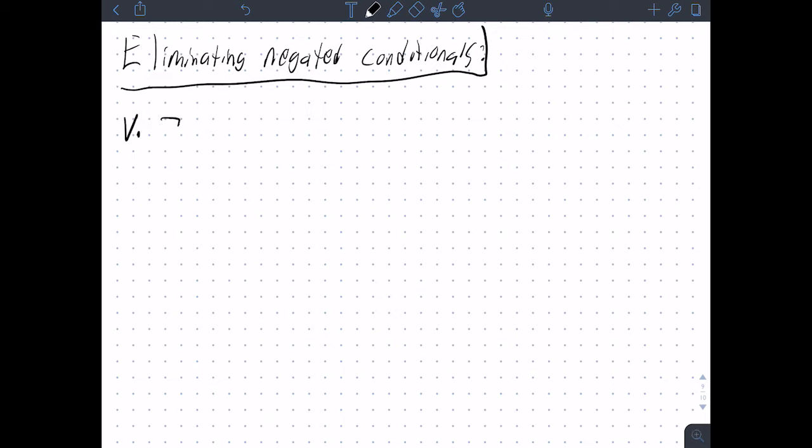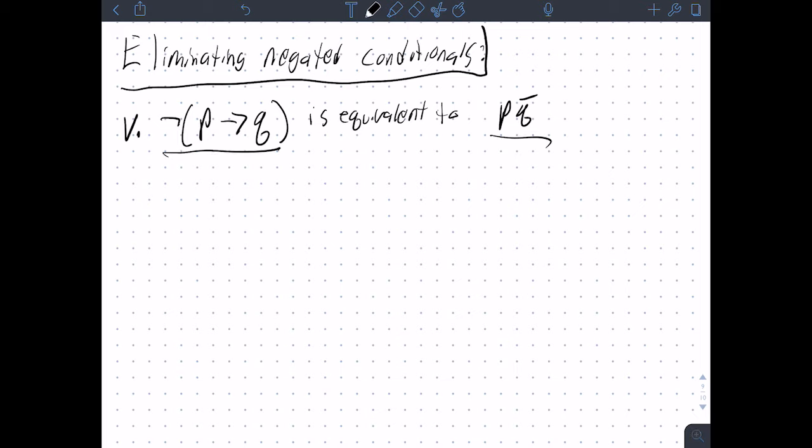Anyway, so if we have a negated conditional, such as it's not the case that if P then Q, that's equivalent to this, the conjunction, or wait, no, wrong: P and not Q. So if we have a negated conditional, it's equivalent to the conjunction of the antecedent and the negated consequent.